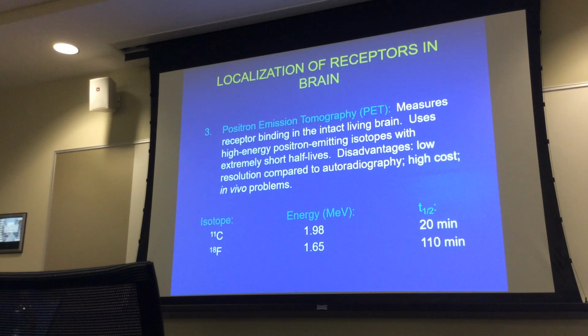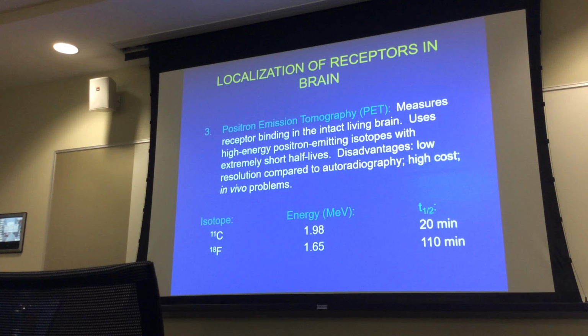The secret to this is the use of extremely high energy, positron-emitting isotopes that have extremely short half-lives. Two of the most common PET isotopes are carbon-11 and fluorine-18. These have very, very high energies, and you would say to yourself, well, gee, high energy means they're not very safe. You're actually injecting this, and that's how you do it. You actually inject it as an intra-arterial injection into the human.